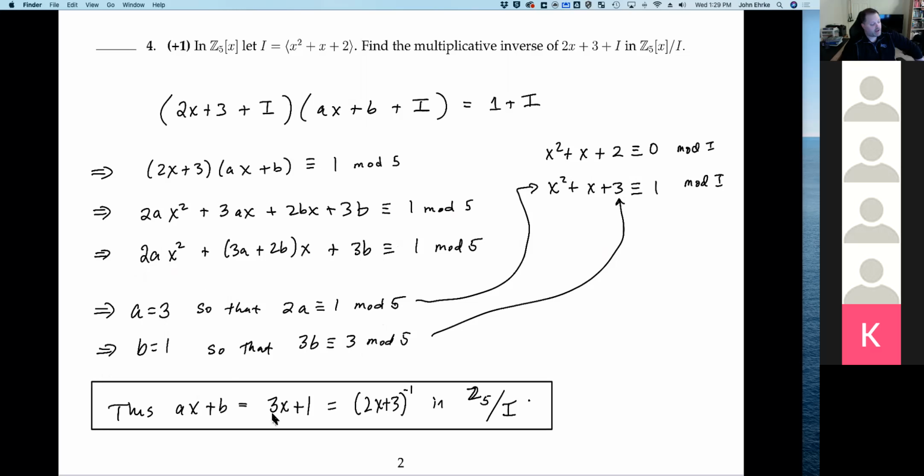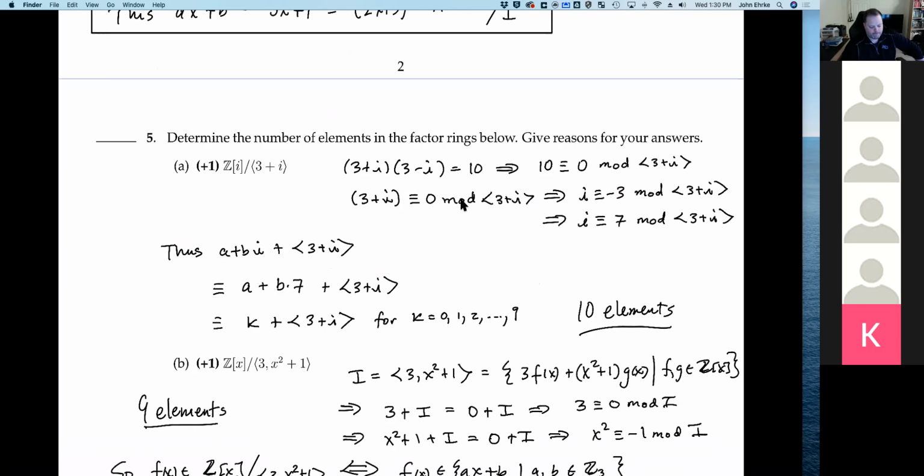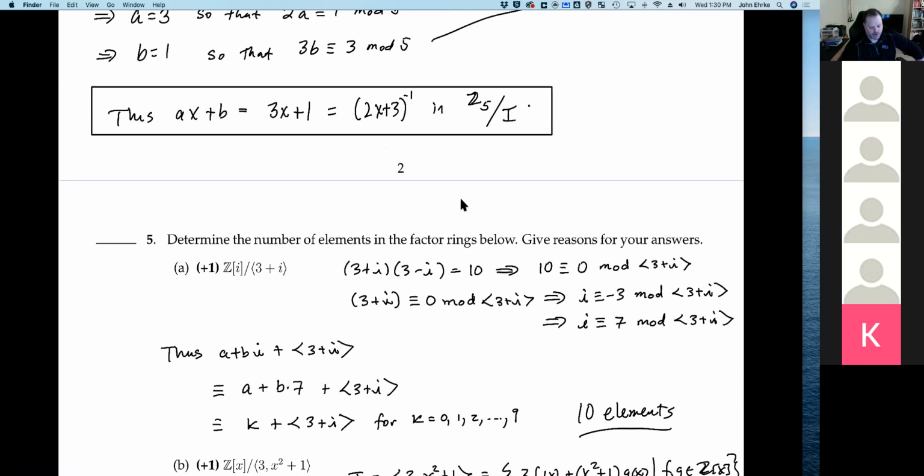So this was my thinking. There are different ways to do this problem, but it does turn out that I found the correct inverse. So 3x plus 1 is the inverse of 2x plus 3 in this factor ring. You could have also done it by trial and error. There just aren't that many combinations to work through, so trial and error would have worked as well. And so that's worth 1 point for that problem.